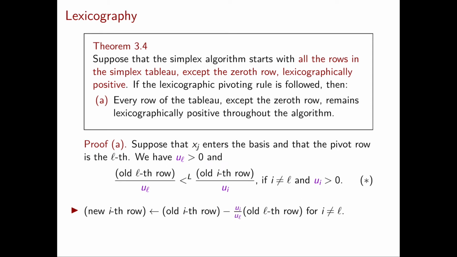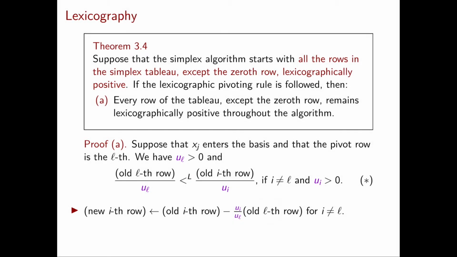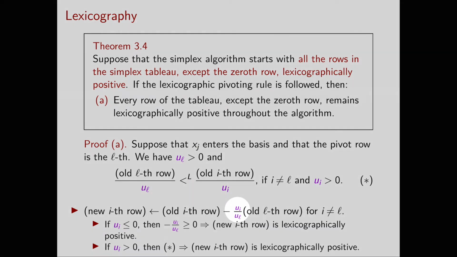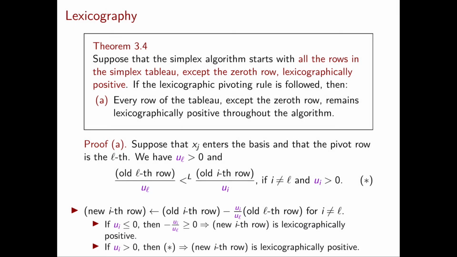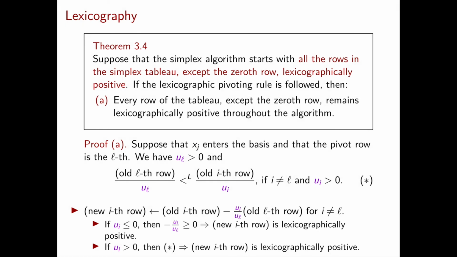So let's look at row I for I different from L. After the elementary row operations, the new ith row will be equal to the old ith row minus UI over UL times the old lth row. Now we're going to consider separately two cases depending on the sign of UI. First, we consider the case where UI is less than or equal to 0. Since UL is positive, we have that minus UI over UL is greater than or equal to 0.